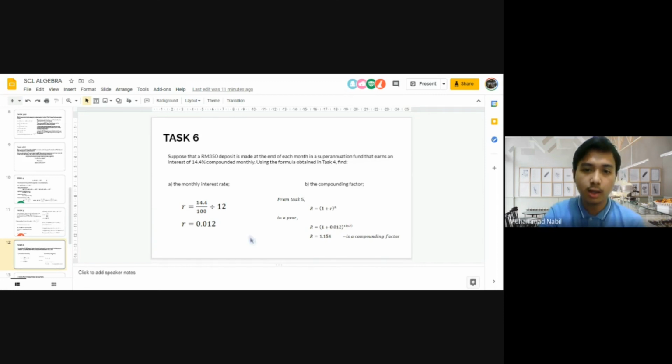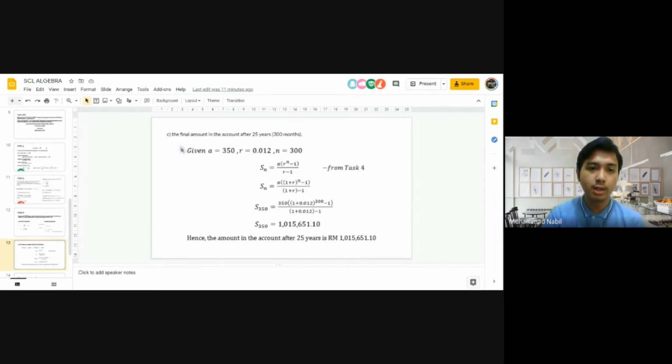Next, second question B, the compounding factor. From task 5, we got the equation for the compounding factor: (1 + R)^(NT). We just substitute the value of R and N, and we get 1 plus 0.012 to the power of 12, which is 12 months, and we get 1.154. That's our compounding factor.